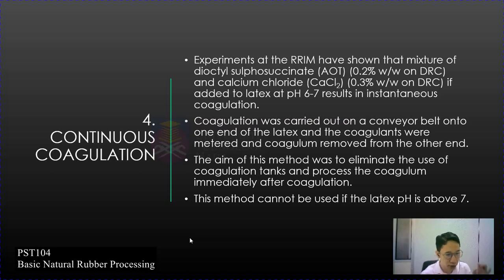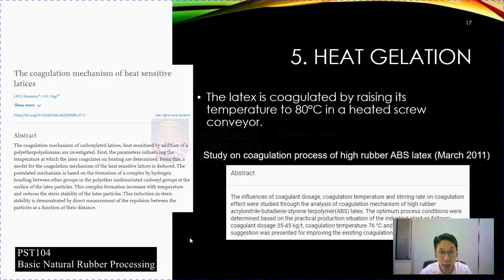So maksudnya during the tapping process, awak tak boleh letak any preservative. Okay. Atau awak tak boleh letak any ammonia, anticoagulants lah senang cerita. So any anticoagulant cannot be added during the tapping process because you want to use continuous coagulation, or else this continuous coagulation is not applicable for that field latex. Okay, and then the final one is heat gelation.